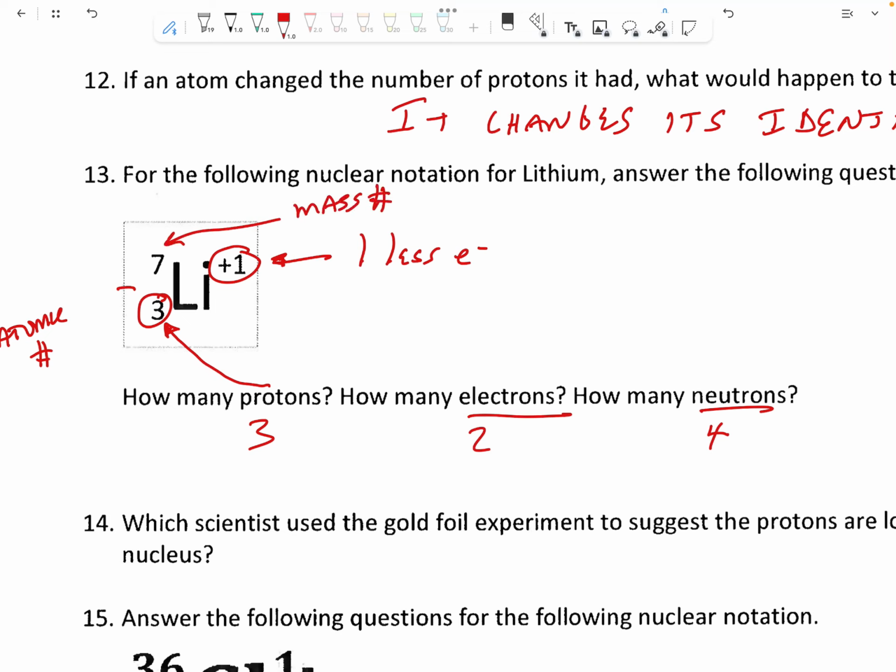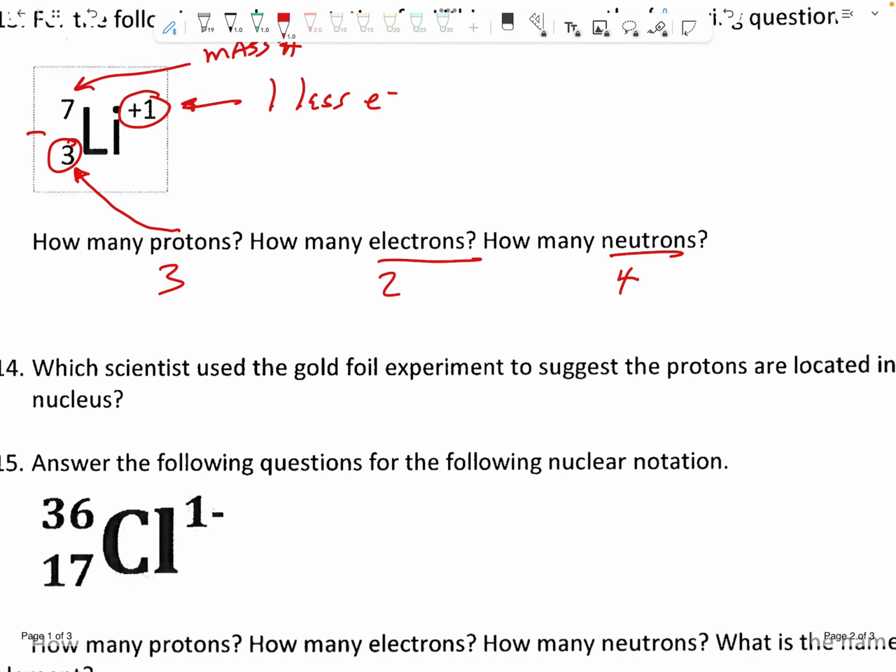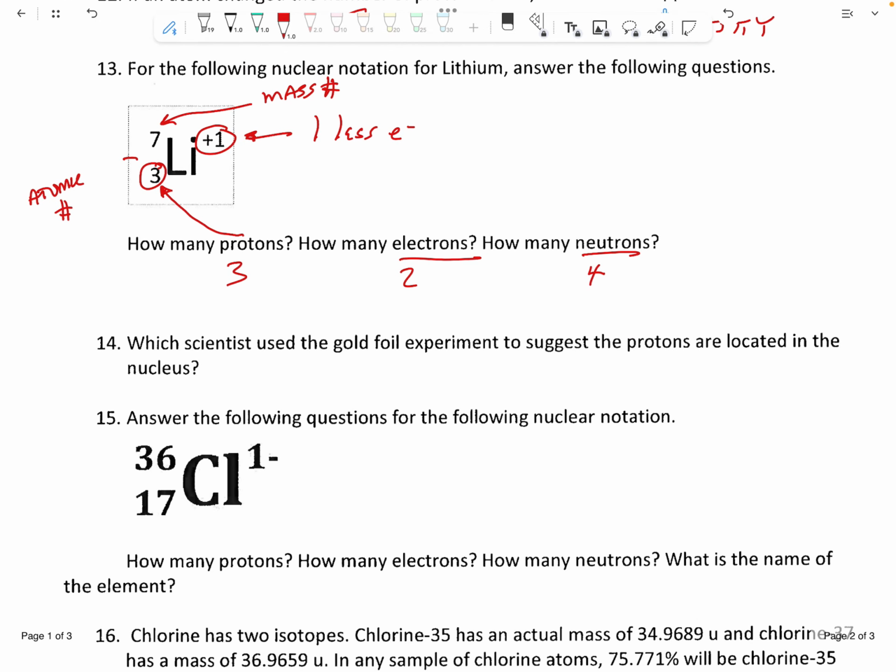Okay. The gold foil experiment to suggest protons are located in the nucleus, that would be Rutherford. And a few more questions. Protons, neutrons, electrons. How many protons here? Well, we'd look right there, and there would be 17. That 17 is the atomic number.